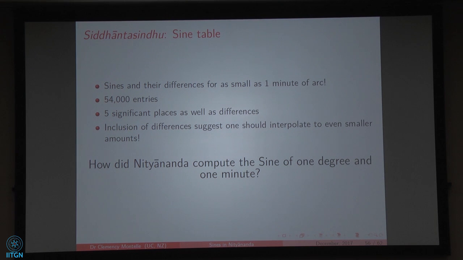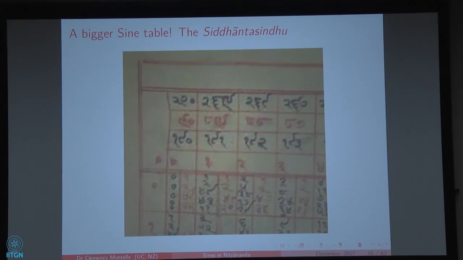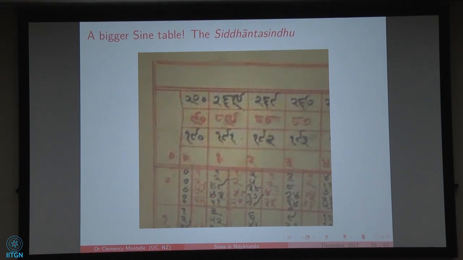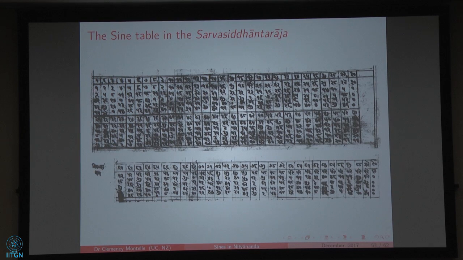And each entry is to 5 significant places, so that we're talking about a table which has around 500,000 numbers written in it altogether. The differences, of course, suggest that Nityananda means you can even interpolate to smaller than arcs of 1 minute. So if we look very closely here at the sine of 1 degree, and again, I'm sorry it's fuzzy because the original rendition I've got, the manuscript is available to look at in Jaipur in the palace. 1, 2, 49, 43, 11, which is precisely the value that we find in this table here.